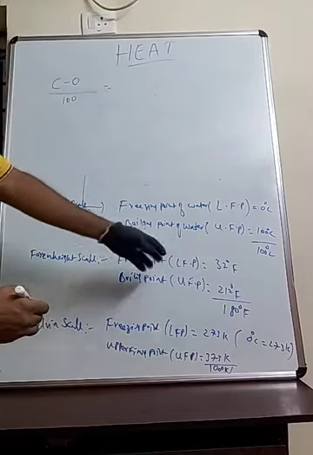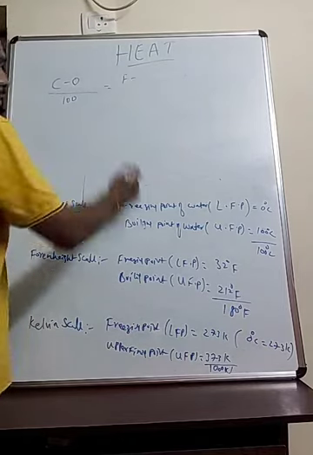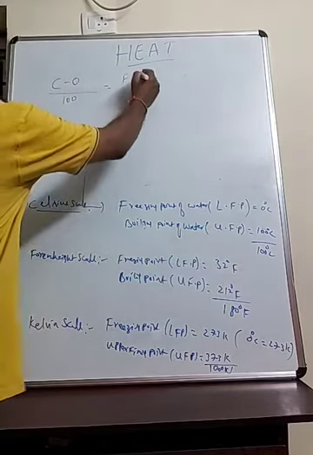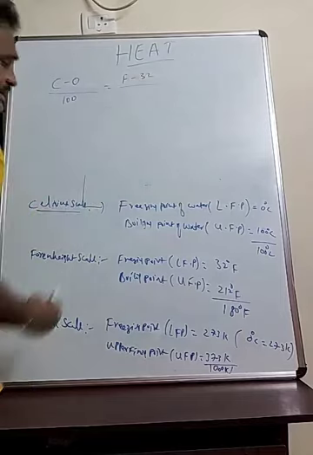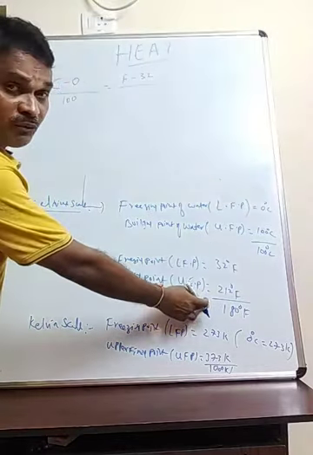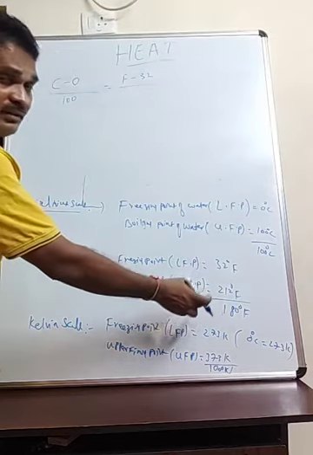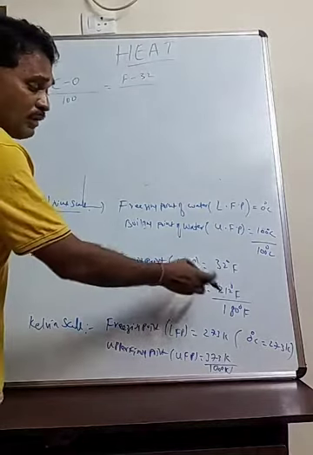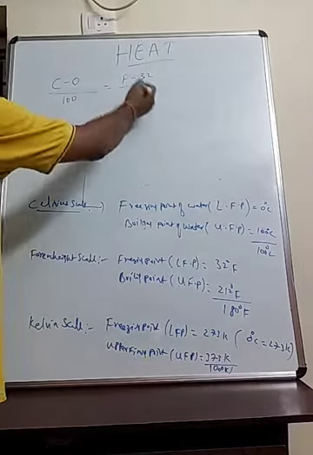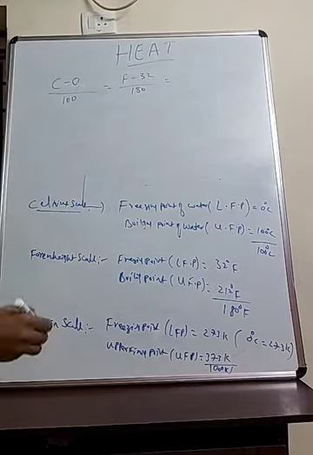In the Fahrenheit scale we represent it with F. What is the LFP of the Fahrenheit scale? 32. That means F minus 32. What is the difference between the LFP and UFP? 180 degrees. That means the scale is divided into 180 equal parts, and each part is 1 degree. That's why the difference is 180, equal to.